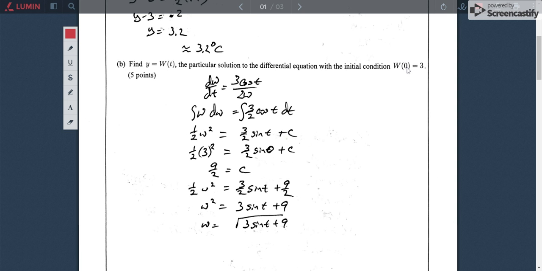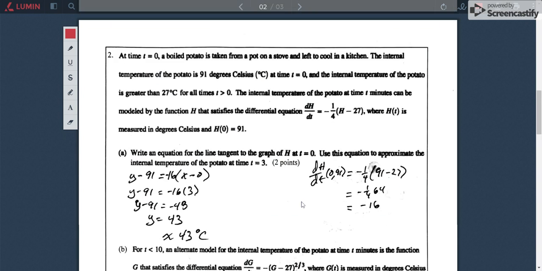Plug in the initial condition, which is 0 and 3. So I plug 3 in for w. I plug 0 in for t. So 3 squared is 9. 9 times 1/2 gives me 9/2. Sine of 0, as we all know, is 0. So that means c is 9/2. Plug my c back in, and now I want to solve for w. Multiply by 2 cancels out all the 2's, and then take the square root. Remember, you have to figure out whether or not you want the plus or the minus. In this case, when I plug in 0, I have to get a positive 3. So that means I need to have a positive in front of my radical.